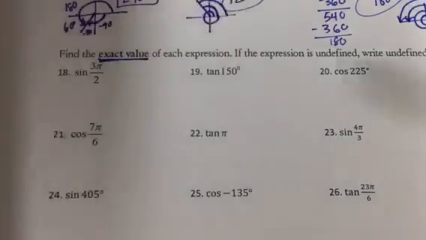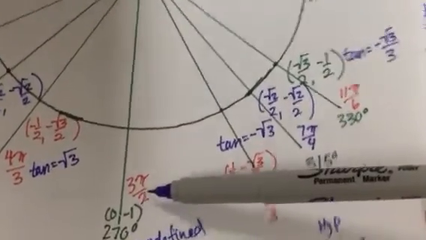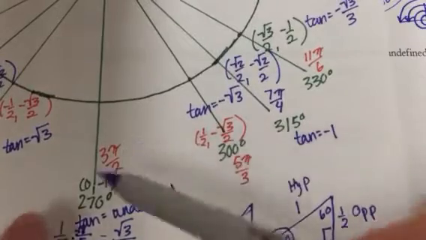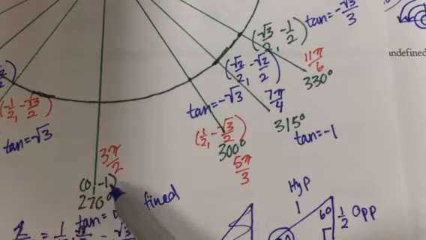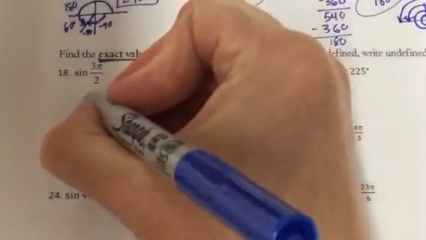So here's what we created before. I'm going to look for the place 3 pi halves. 3 pi halves shows up right down here, and it was asking for sine. So remember, the first term in the ordered pair is cosine, second term is sine. So sine at 3 pi halves is -1.